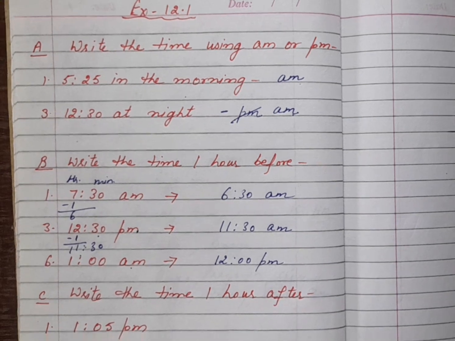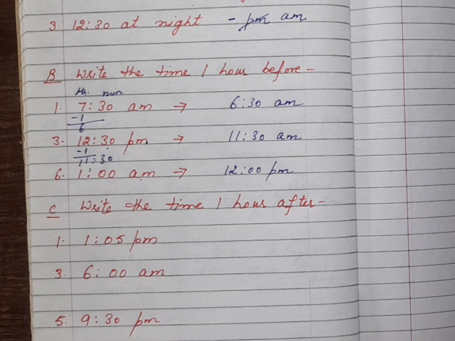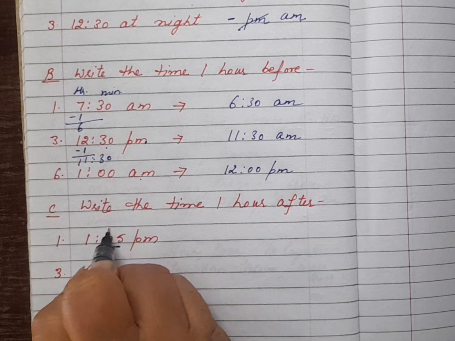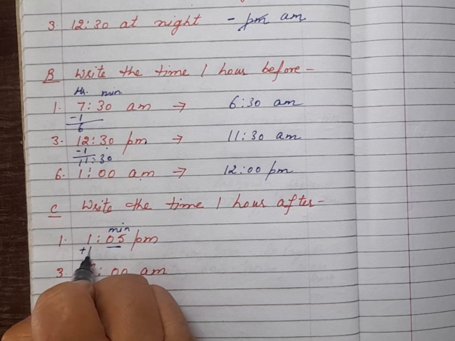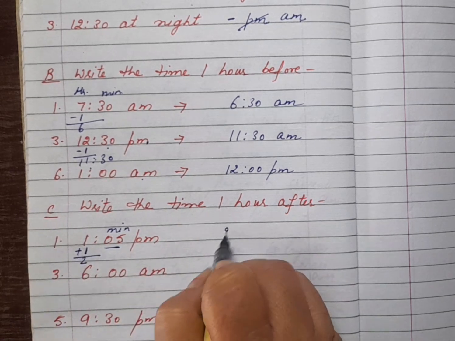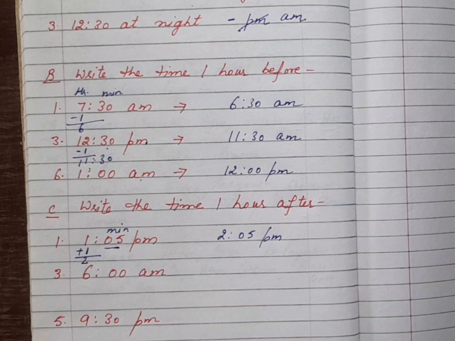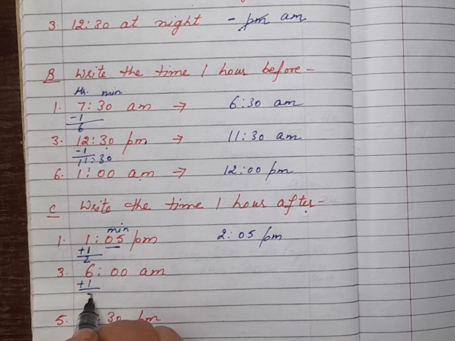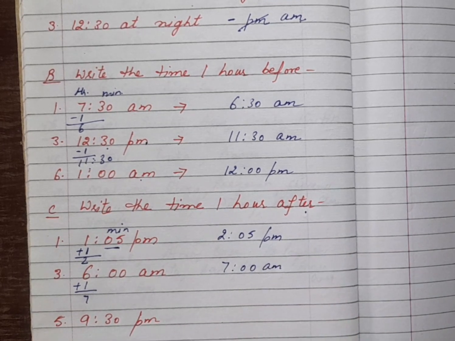Now write the time 1 hour after. In the after, we will do plus. In the minutes you will not make any change. 1 hour after, it means you will do plus 1 to 2 PM. There will be no change in the PM, because we are going in PM and we are coming back in PM. After 1 hour, again we will do plus 1, 7. Again we are going in AM and we are coming back in AM.